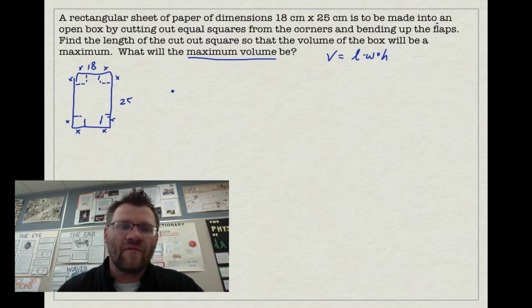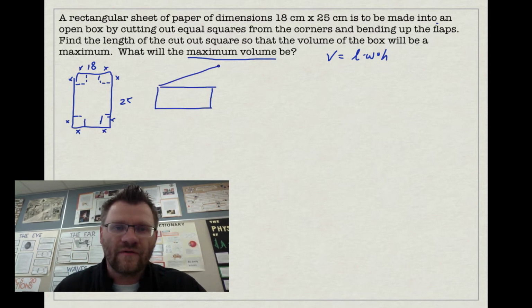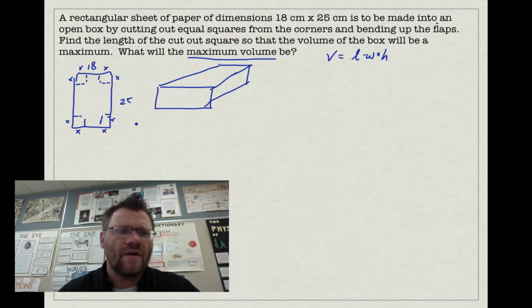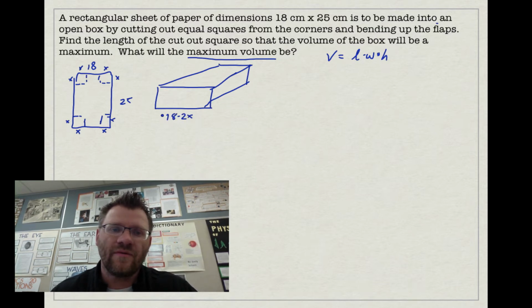So when we're talking about the volume of a box, that means that we have a box that looks something like this. And we need these side lengths. So this one isn't going to be 18 centimeters, but it's 18 centimeters minus that x and minus that x, so 18 minus 2x. And this one here would then be 25 minus 2x. And then the height of the box is going to be the length of one of those squares. It's just going to be x, because that's what you're folding up, a height of x.